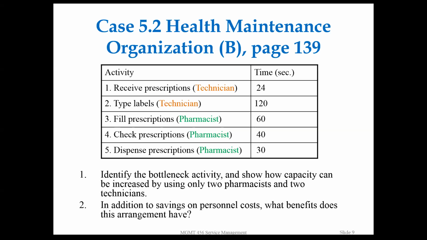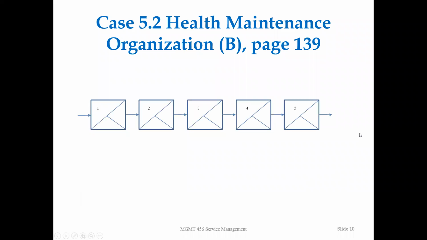So we draw the flow chart. 5 activities, 5 rectangles. So 1, 2, 3, 4, 5. So we copy the cycle time in seconds. Based on cycle time, we can calculate capacity. So capacity is equal to 1 over cycle time. To make things a little simple, we can do 3600 divided by cycle time.